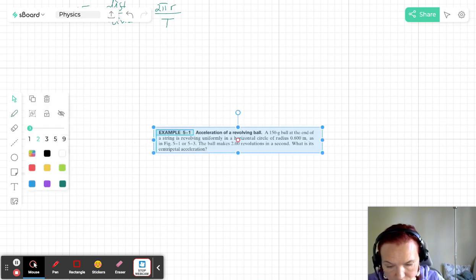A 150-gram ball at the end of a string is revolving uniformly in a horizontal circle.